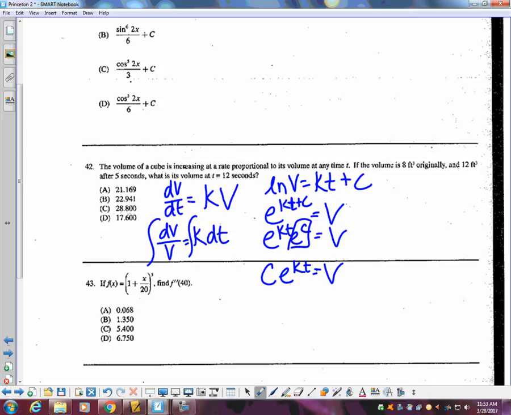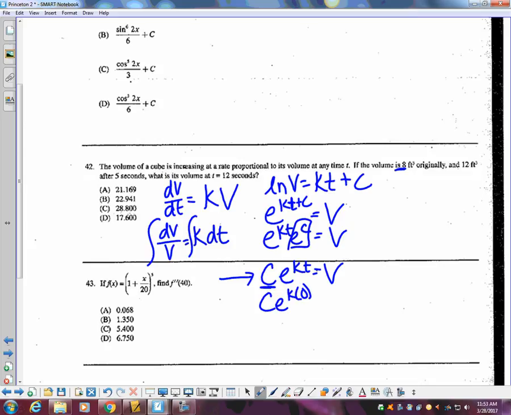Okay, so now let's take some information. The volume is originally 8. Okay, when it's in this nice setup, your C is going to be your original volume. But if you remember back from the $4,000 problem, we started with $4,000. Our C was not 4,000 because it was not this setup. So if you're iffy, if your volume is 8 feet originally, then leave your C.